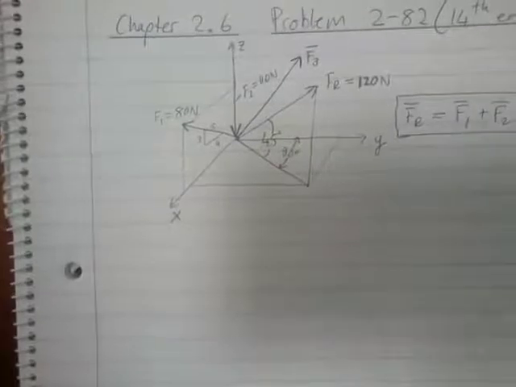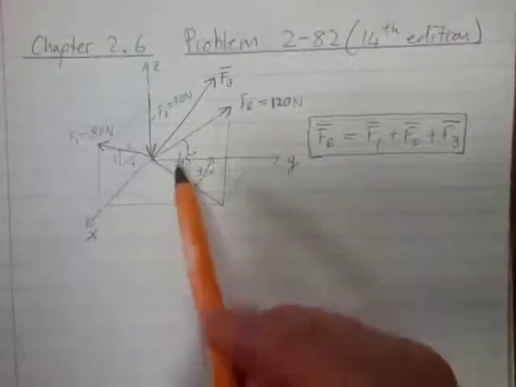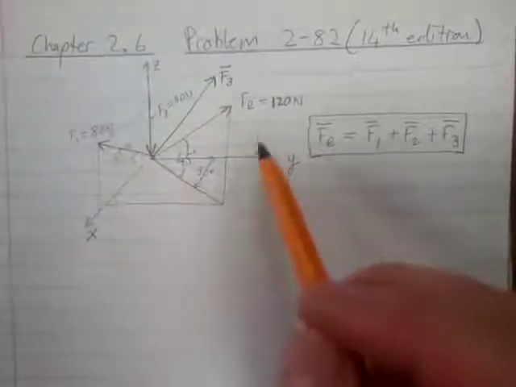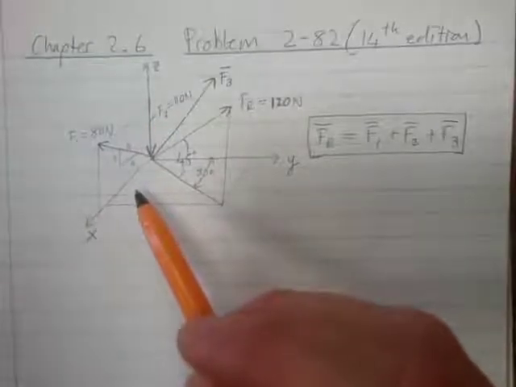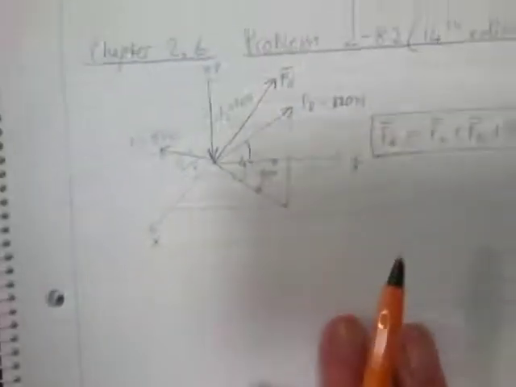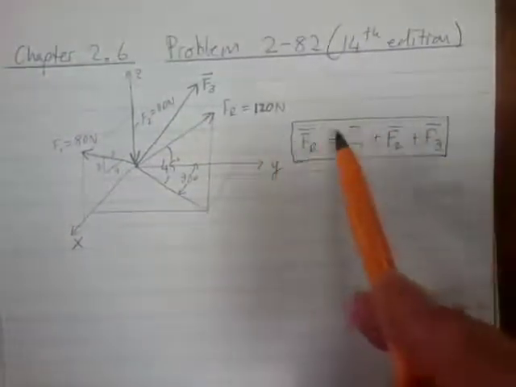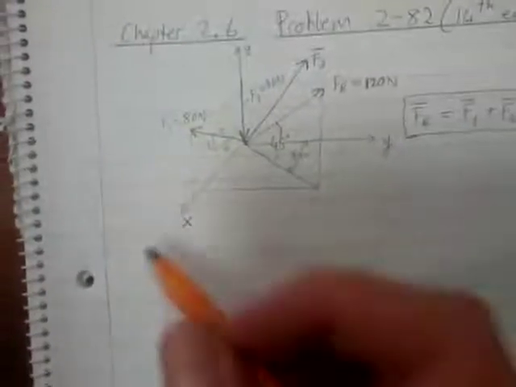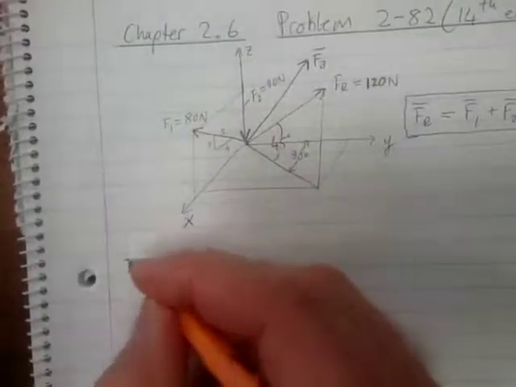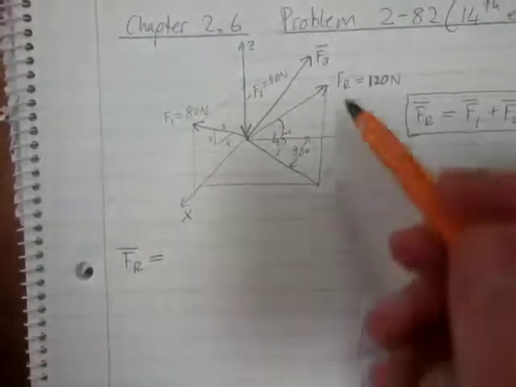So what would you say is the first step for us to do? Well, remember what we've been trying to do in the last few videos is convert these forces into Cartesian vector form. So let's start by doing that, and then we can come back to this governing equation, this vector equation. So what is Fr? How do we write Fr in Cartesian vector form?